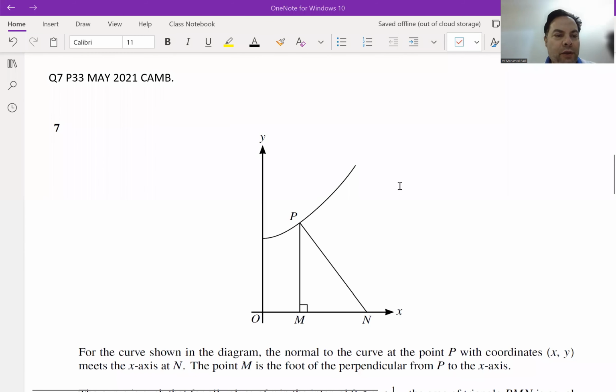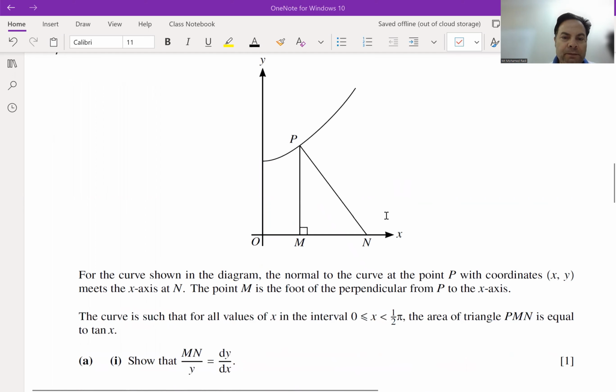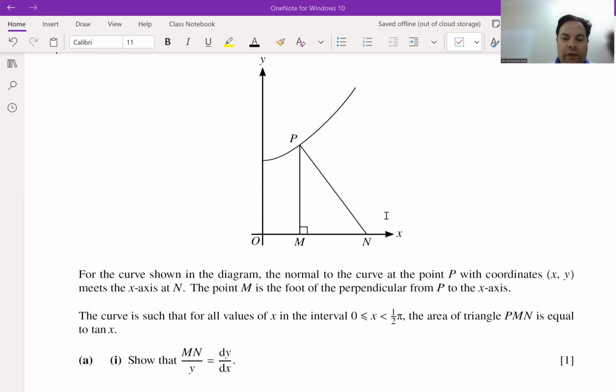Hi guys, in this tutorial, I'm going to solve question number 7, paper 33 May 2021, Cambridge. Question number 7, it's given a curve. For the curve shown in the diagram, the normal to the curve at the point P with coordinates X and Y. This point, X and Y. So the coordinates of M will be X and 0.